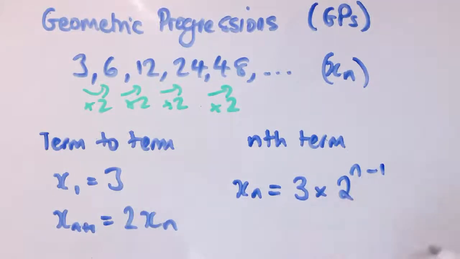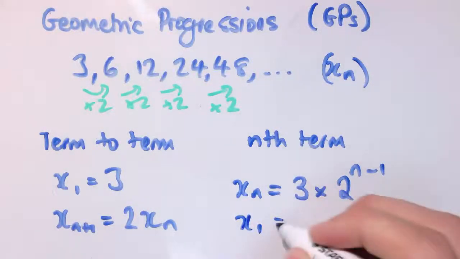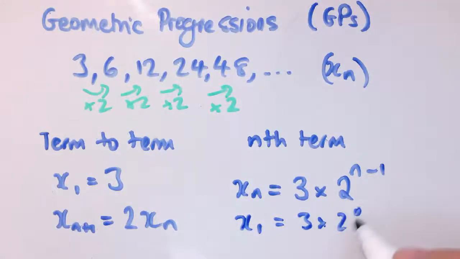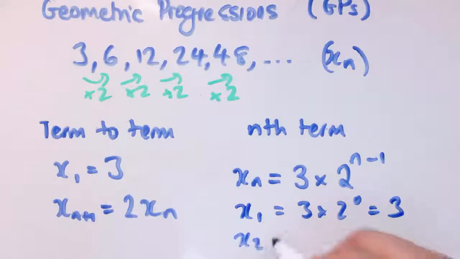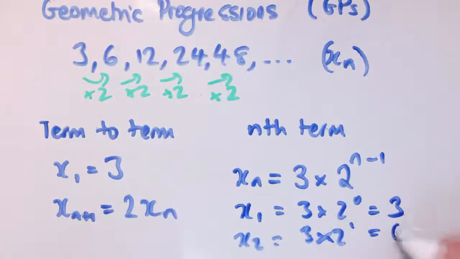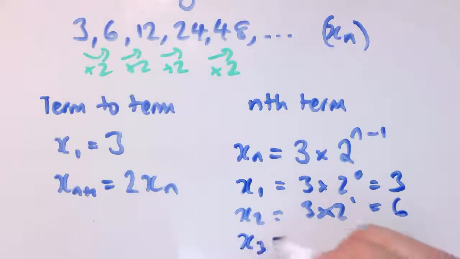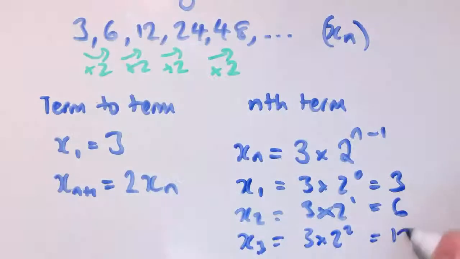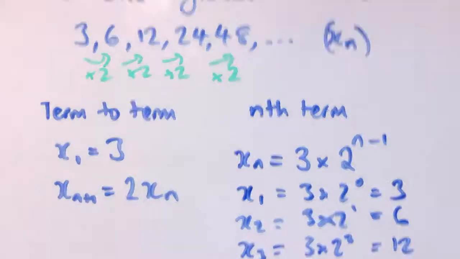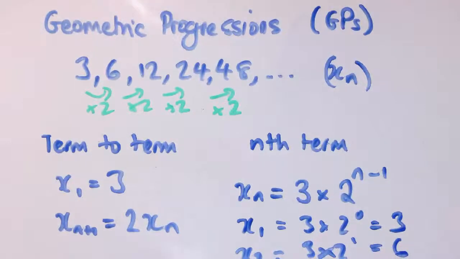So with n equals 1 here, this becomes x1 equals 3 times 2 to the 0, and 2 to the 0 is just 1, so that's just 3. For x2, I get 3 times 2 to the 1, which is 3 times 2, that's 6. For x3, I get 3 times 2 squared, that's 3 times 4, that's 12. So that form means we keep multiplying by 2, and it gives us that geometric progression.